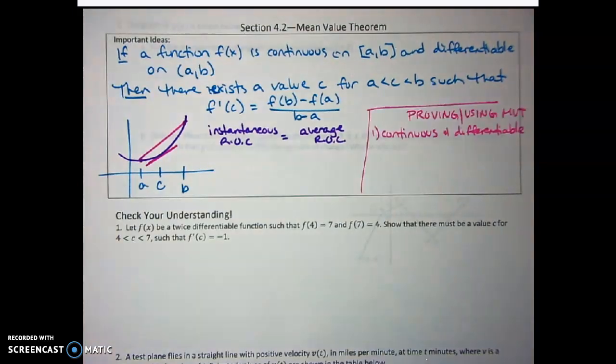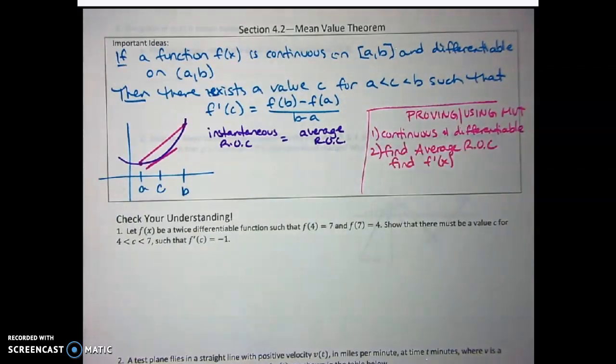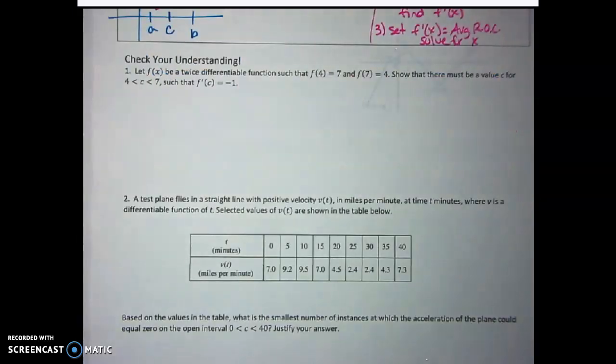One way that we can prove or use the mean value theorem: first of all, we would have to make sure that the function is continuous and differentiable. Then we need to find the average rate of change on that interval. And we would also need to find the instantaneous rate of change, or the first derivative. And then we basically need to set those equal to each other and solve for x. All right, let's do a couple of examples.